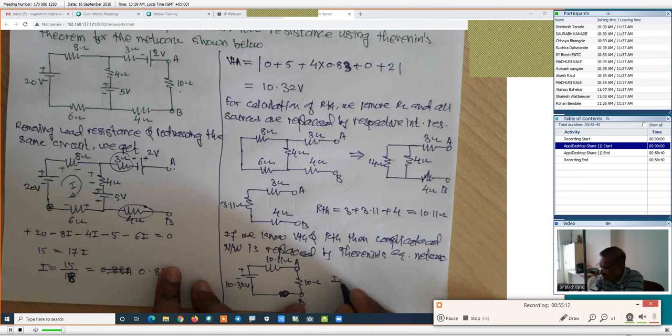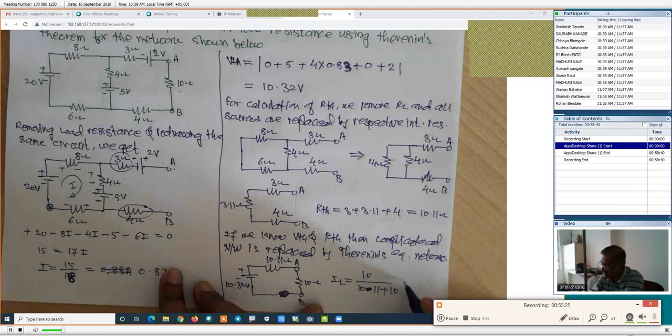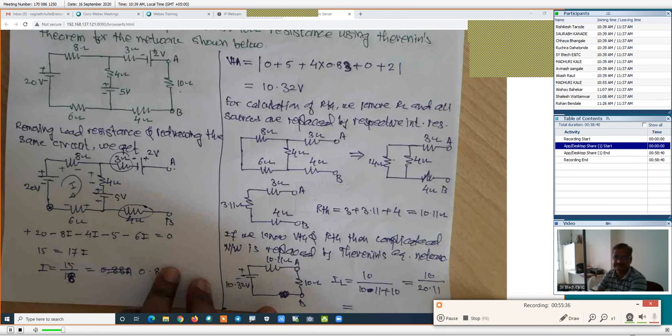Now this IL is equal to, no need to put the formula, directly you can put the values. It is 10 divided by 10.11 plus 10, which is equal to, how much is the load current? That is 10 divided by 20.11. How much is IL?